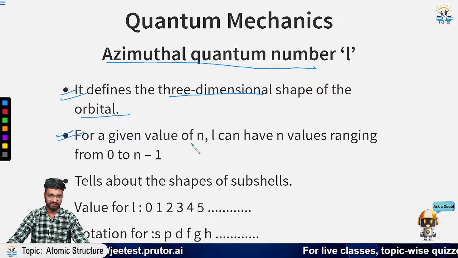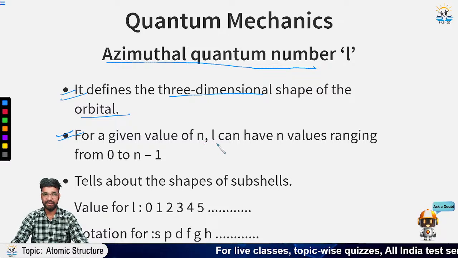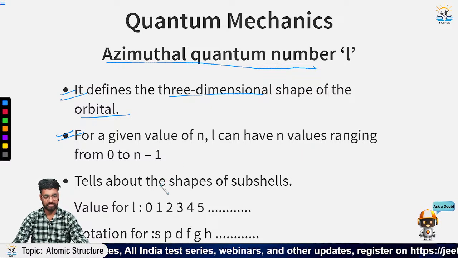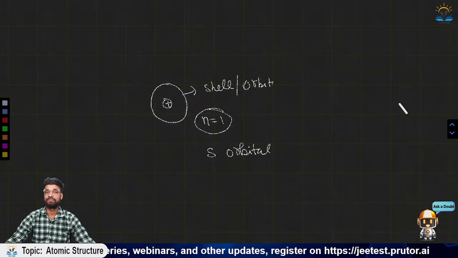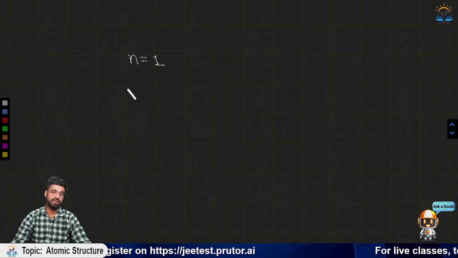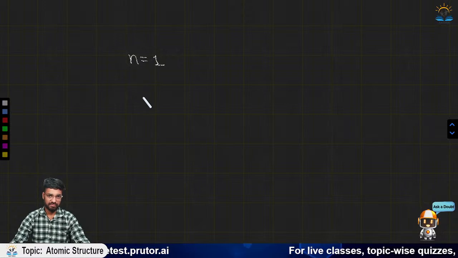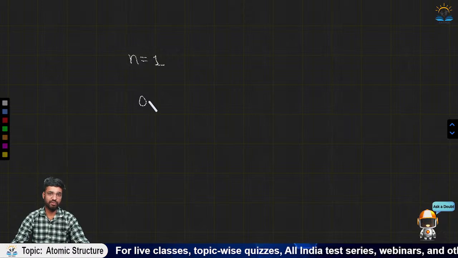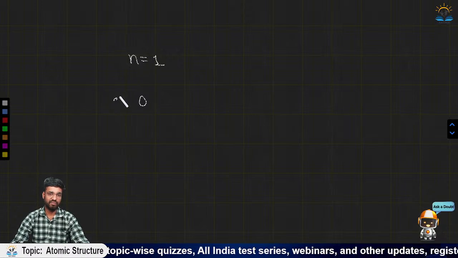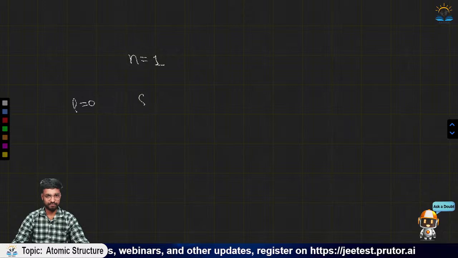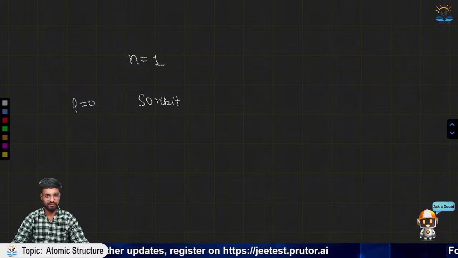Now this is the main formula here. What does the formula say? For a given value of n, we can have n values of l that will range from 0 to n minus 1. How is it so? Suppose we have n equals 1. Then l will be from 0 to n minus 1, and n minus 1 is 0. So n equals 1 will have one orbital, that is the s orbital, for which the value of l is 0.